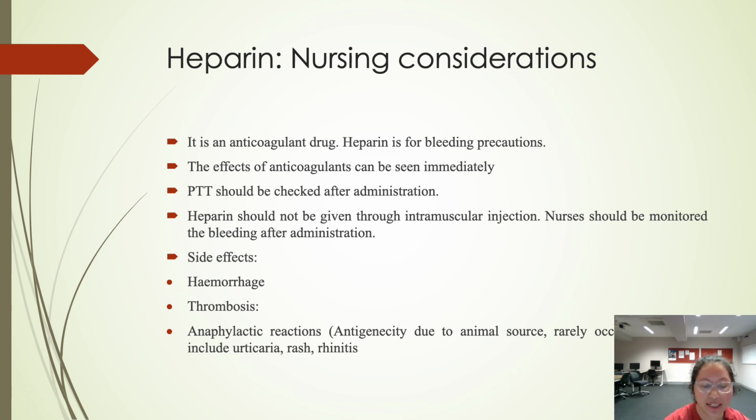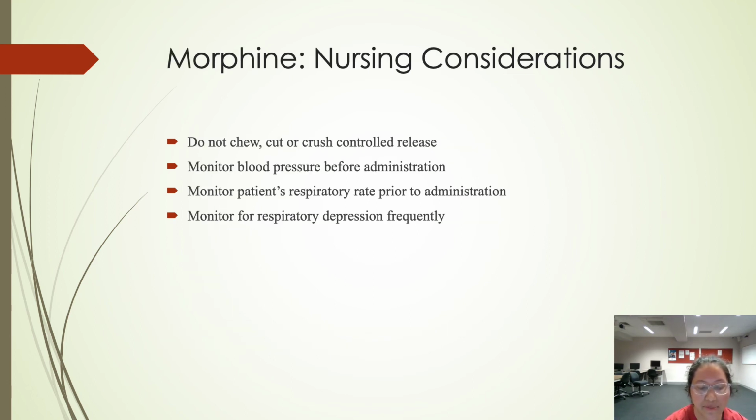And another one is morphine. Morphine is given for pain management and it belongs to the narcotic analgesics. Side effects of morphine are respiratory depression, pain suppression, histamine release, and nausea. And the nursing considerations of this are: do not chew, cut, or crush controlled release, monitor blood pressure before administration, monitor the patient's respiratory rate prior to administration, and monitor for respiratory depression.